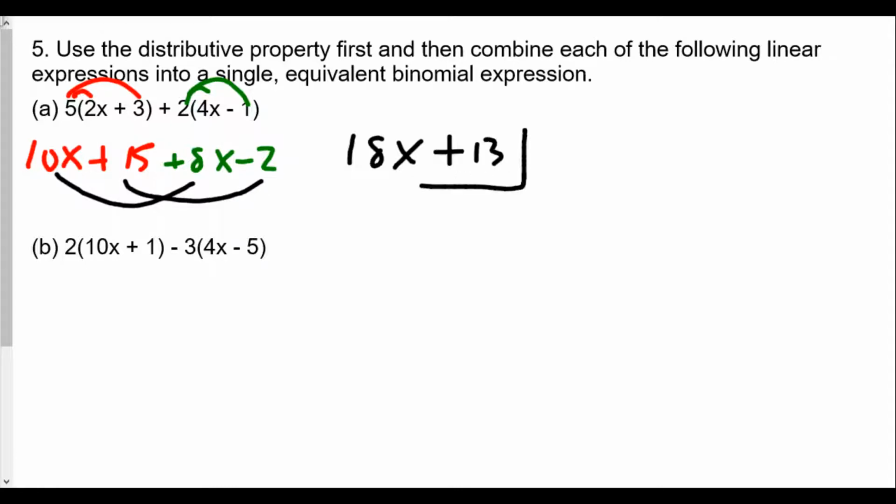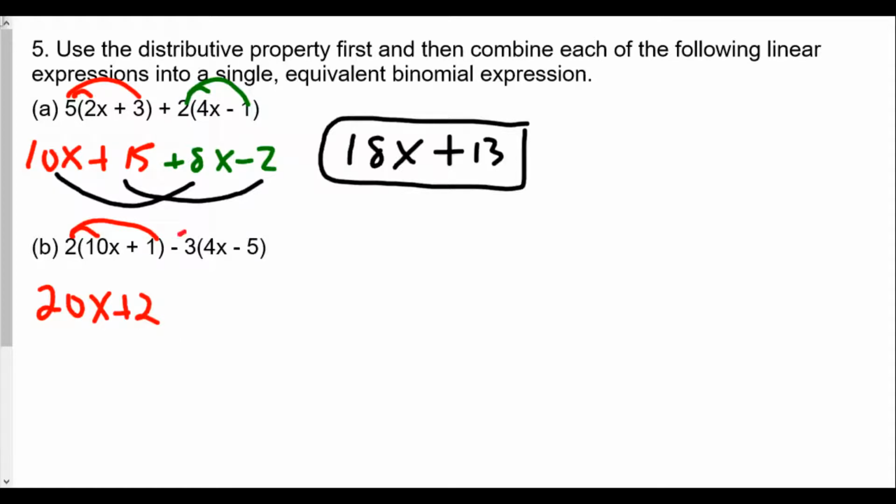So we'll get 18x. And the 15 minus 2 gives us plus 13. And so this is the binomial that we have here. All right, so for part B, 2 times 10x, and then 2 times 1 will give us 20x plus 2. Now, this is negative 3 times 4x and negative 3 times 5. So negative 3 times positive 4 is minus 12x. And negative 3 times negative 5 is positive 15. Please be very careful about the sign values.